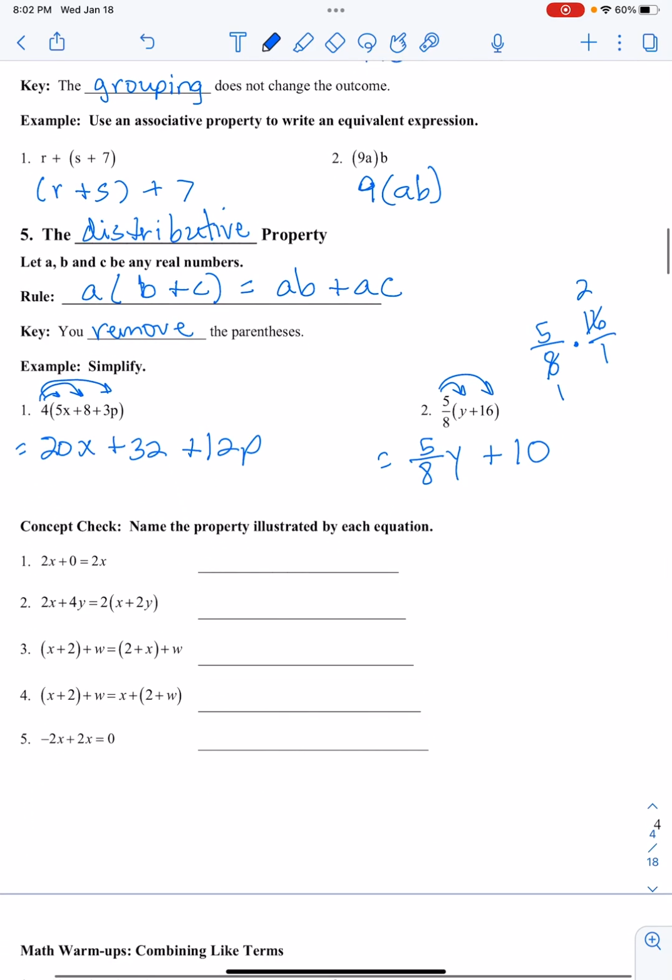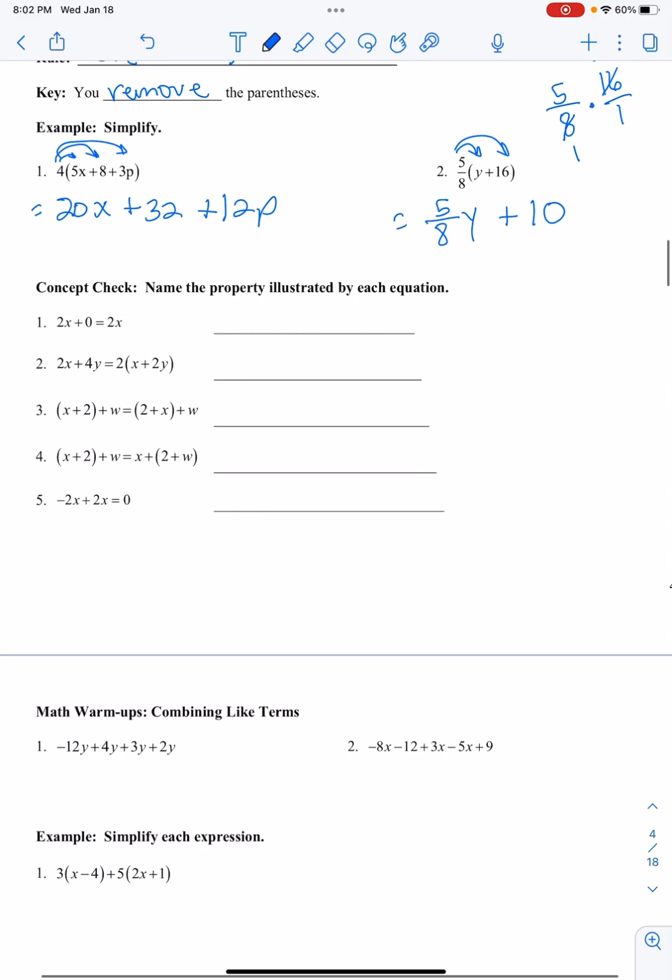So a concept check. Which property is being illustrated for each of 1 through 5? So for problem 1, I see that we are adding 0 to keep what we started with. So this is identity.